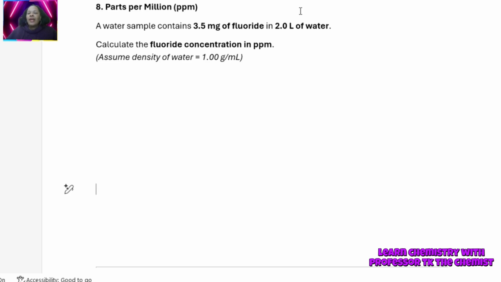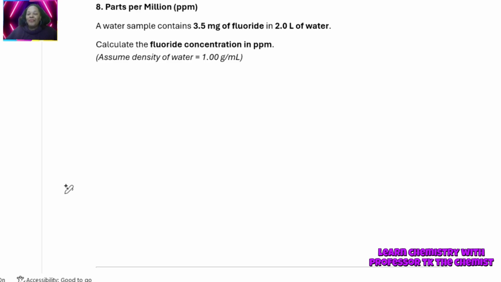It says a water sample contains 3.5 milligrams of fluoride in 2.0 liters of water. Calculate the fluoride concentration in parts per million. Assume that the density of water is 1.00 grams per milliliter. Now, there's a lot packed into this problem, but you know what?